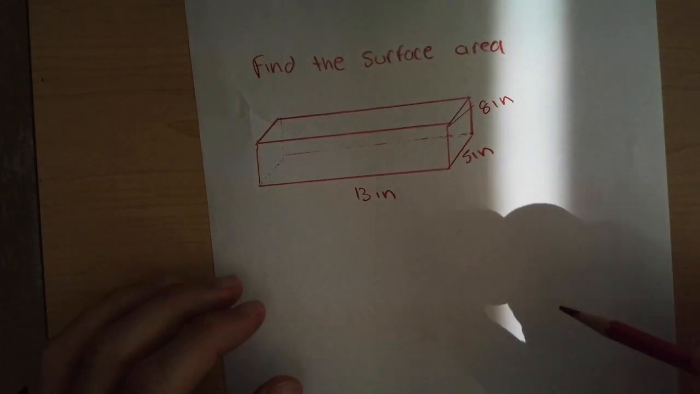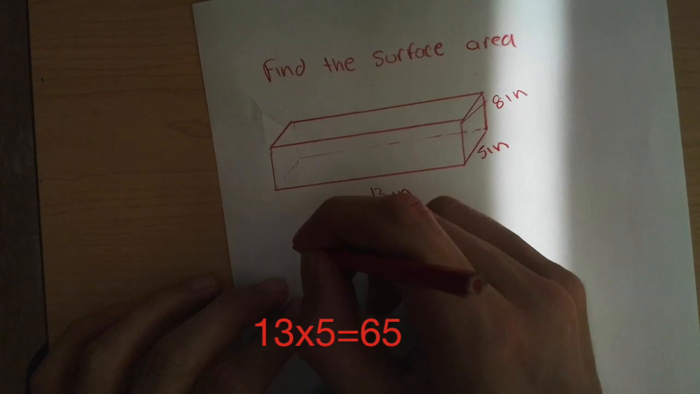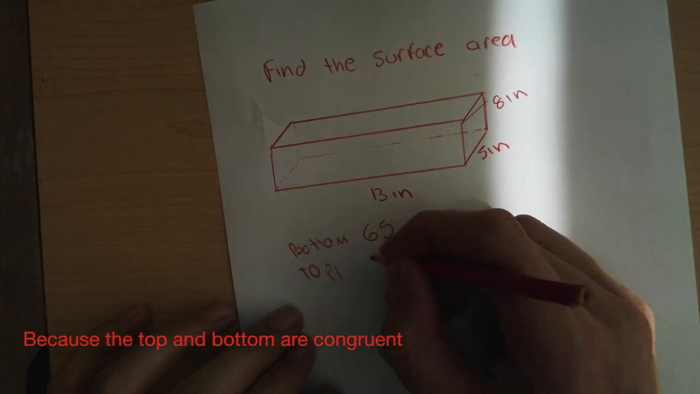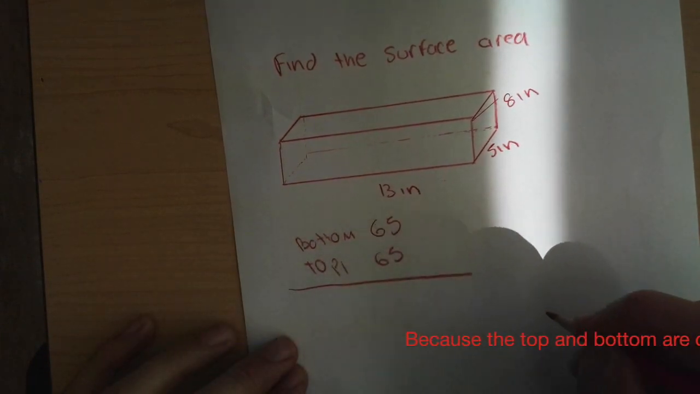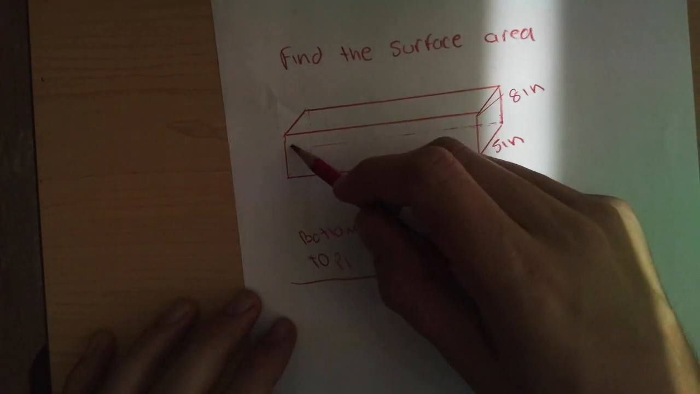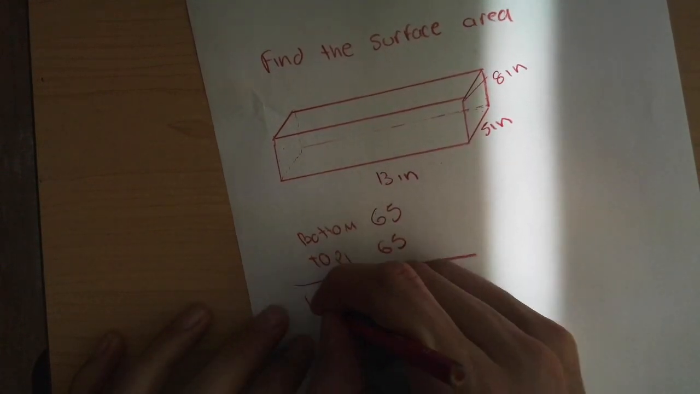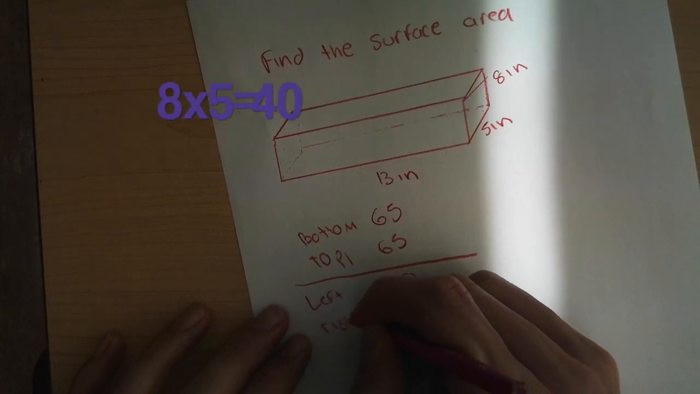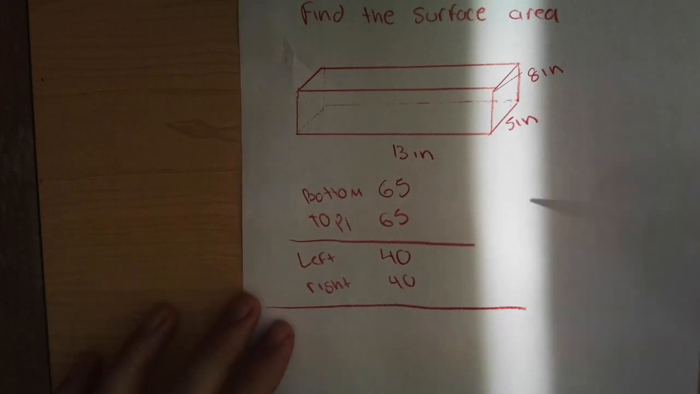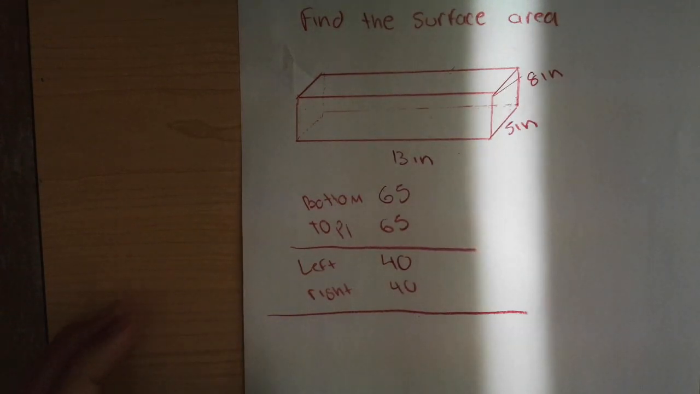Let's start off by finding the area of the top and bottom. The bottom is worth 65. And that means the top is also worth 65. The left and right are 8 times 5, or 40. And the front of the rectangular prism and the back are both worth 104.